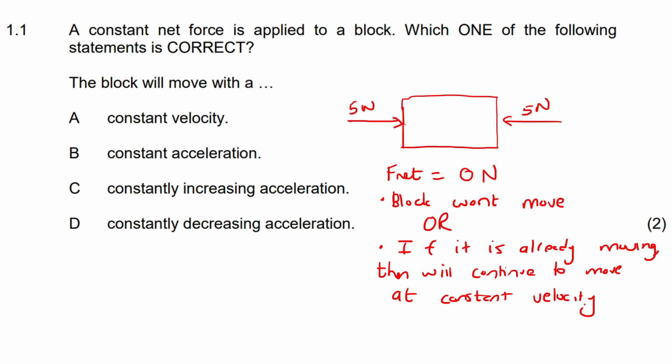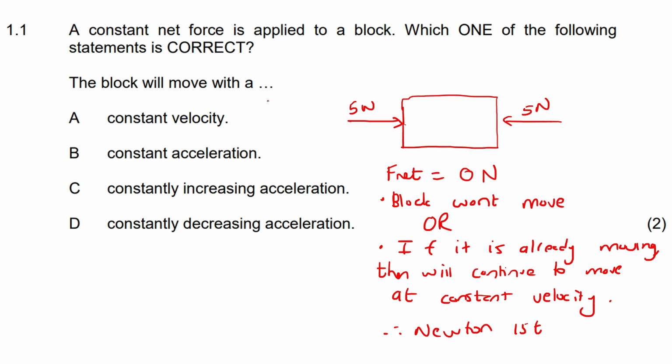That is all Newton's first law. Newton's first law tells us that if there's no net force acting on an object, if the net force is 0, then the object will either remain stationary, so it won't move, or if it already was moving, then it will continue to move at a constant velocity.